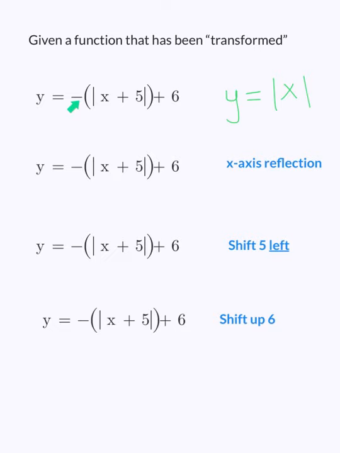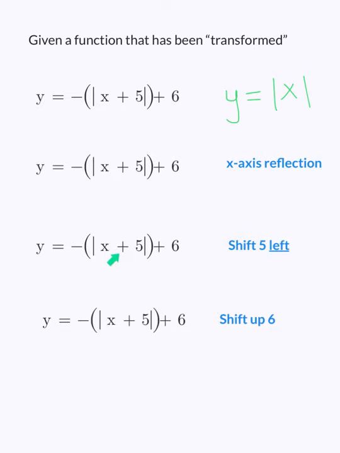I'm going from the left to the right. The first thing I see is a negative sign. The negative sign means that I have an x-axis reflection. And so whatever graph I normally have, I need to flip that over the x-axis. A lot of times it looks like it's upside down, depending on the symmetry of the function.